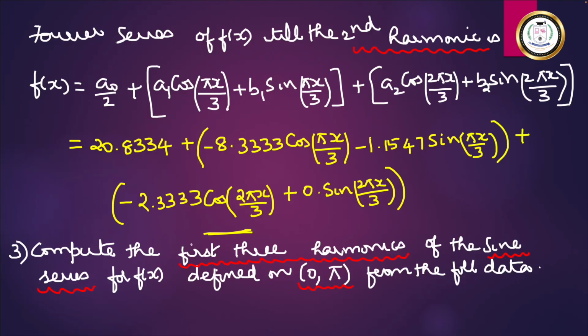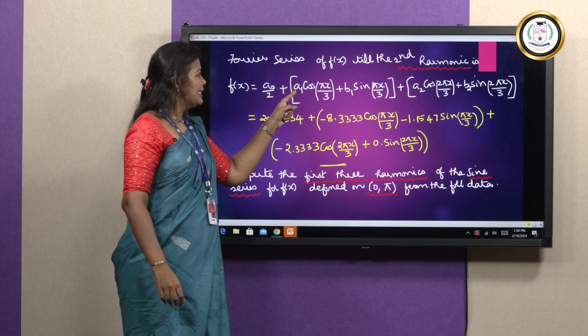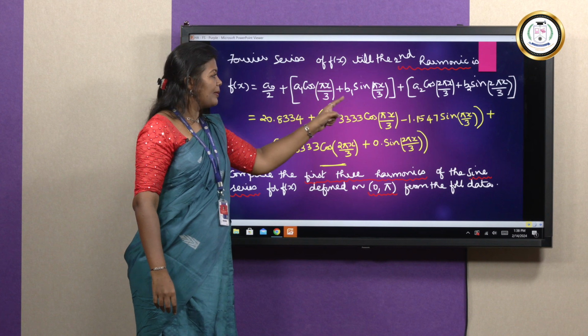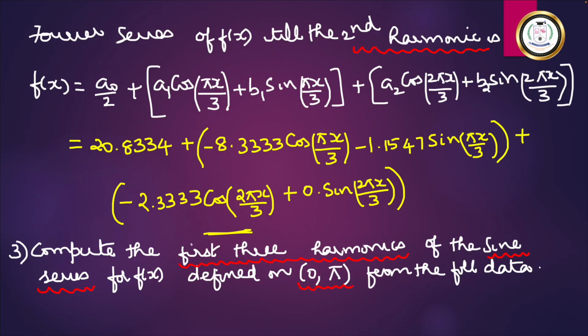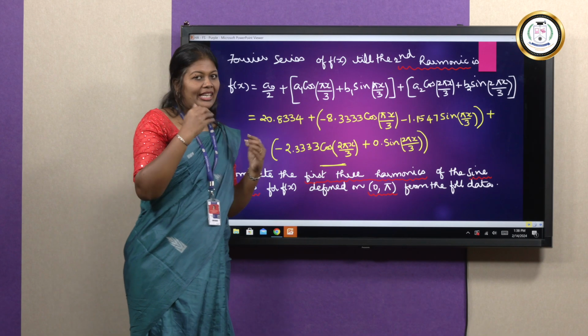Once you get the values, you simply have to substitute in the Fourier series till the second harmonic. So the general formula is what you will have: A1 cos pi x by L plus B1 sin pi x by L. L is 3, right? So substitute for A1, B1, A2, B2 and A0. That gives you the Fourier series. So we come to the end of the second problem.